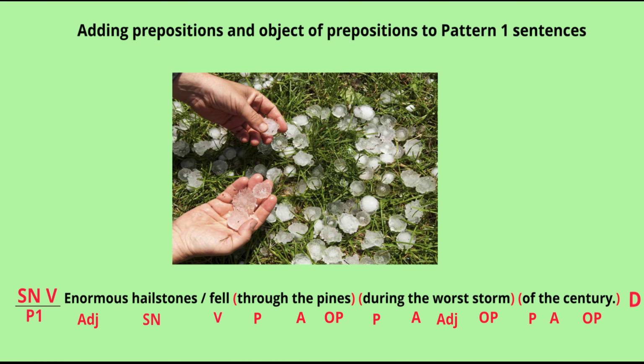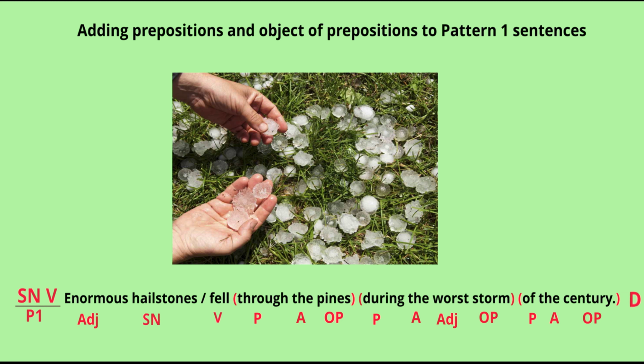Now let's try adding prepositions and object of prepositions to pattern 1 sentences. Enormous hailstones fell through the pines during the worst storm of the century. In the image you can see the hailstones, right?